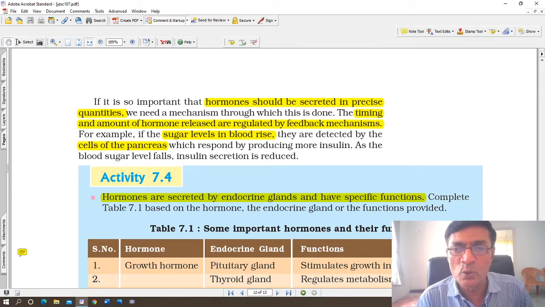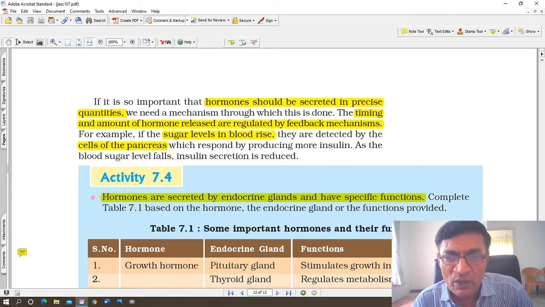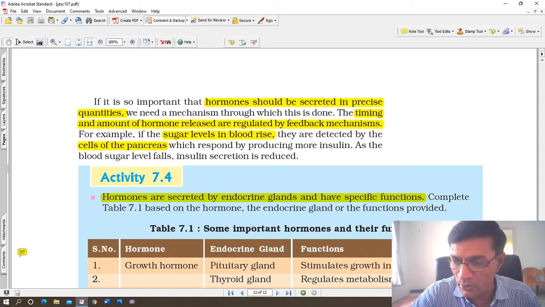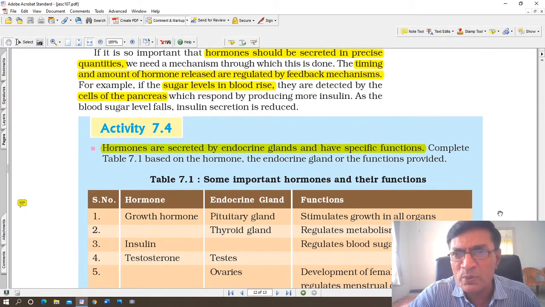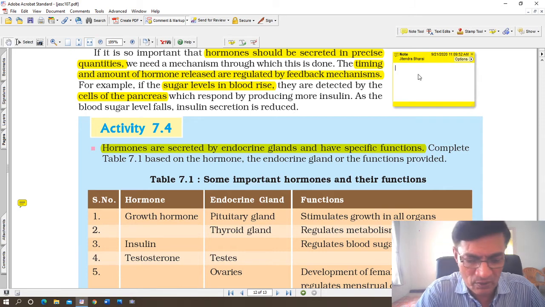For example, the sugar levels in the blood rise, they are detected by the cells of the pancreas, which respond by producing more insulin. As the blood sugar levels fall, insulin secretion is reduced. Okay, you see there are certain special cells. Okay, I'll just write a note out here. There are certain special cells. Okay, they are called islets of Langerhans. Okay, I'll just write it here.